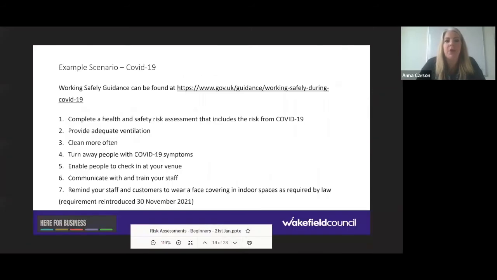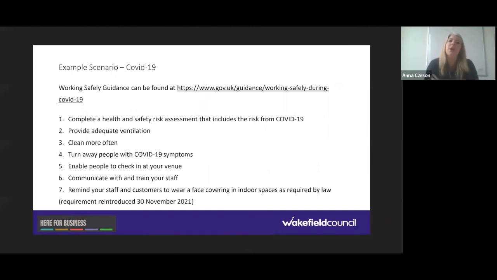So we'll be going back to our example scenario of COVID. Now, there's working safely guidance on the government website, and we've typed out the link there if you're not aware of where it is. Now, in the working safely guidance, it tells you what you need to do for your type of business to control the risk of COVID-19. And if there is specific guidance or laws out there that tell you what you should do, all we would ever expect you to do is follow that guidance. And if you're following that guidance, you're doing everything you can to try and protect the people within your workplace.